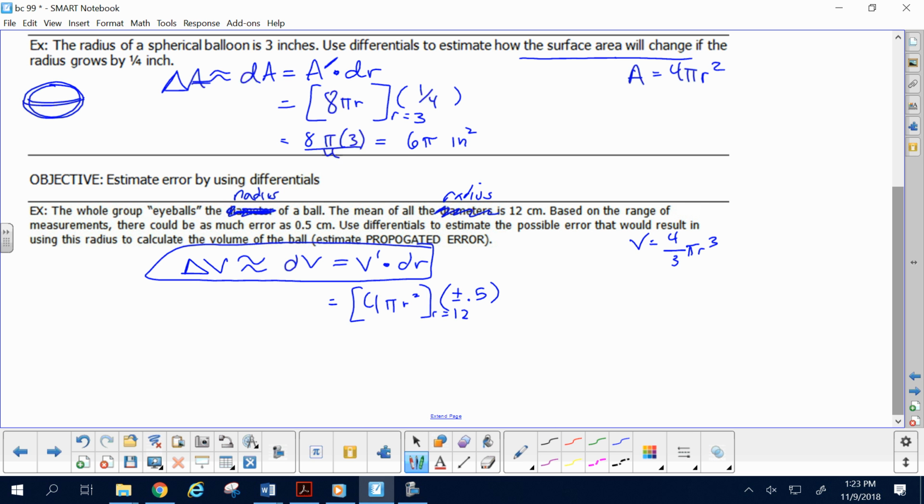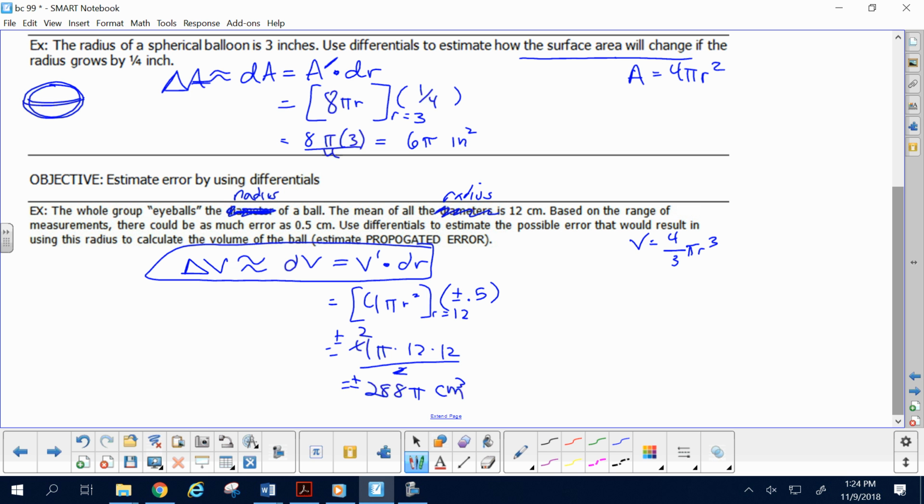Okay. All right. So if we calculate here, we have 4 pi times 12 times 12 divided by 2, I suppose. So what do you get there? 144 times 2 is 288, plus or minus 288 pi cubic centimeters. To me, that was surprising. I have pretty good math sense, but that surprised me. The radius being off by 1/2 of a centimeter resulted in the volume being off by almost 900 cubic centimeters.